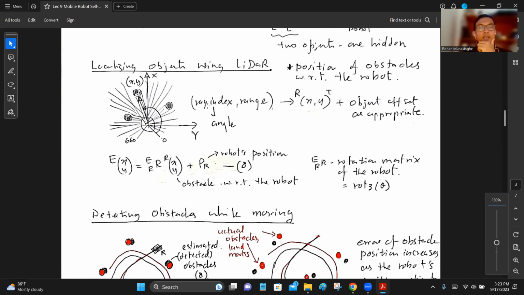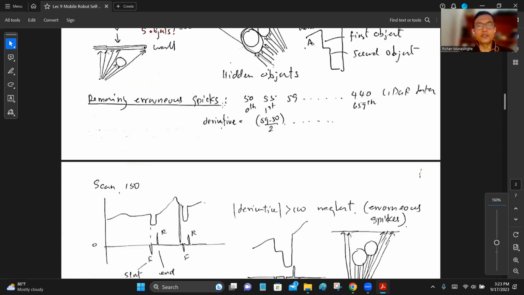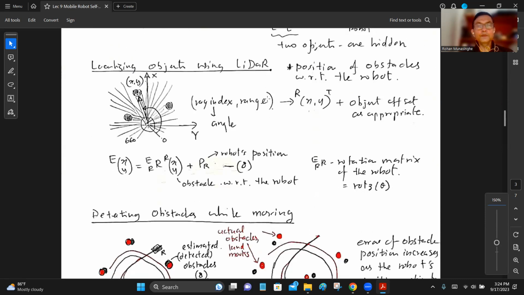Now if you figure out the ray index and the range, this is the data combination. You have the ray index and the range. If I page back, I can show it to you. This is the ray index, the 0, 1, and so on. And this is the range. Ray index 0, range 50. Ray index 1, range 55, like that. When you have the ray index and range, you know it is with respect to the LiDAR coordinate frame.